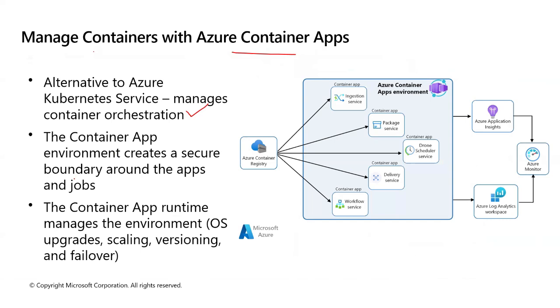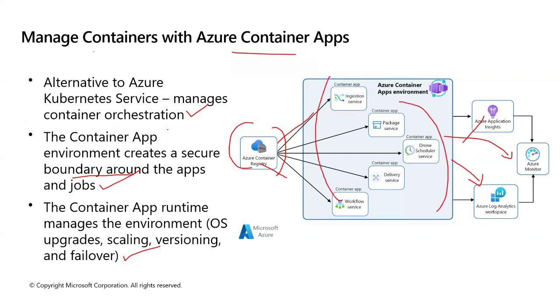The container apps environment creates a secure boundary around the apps and jobs, right? The container app runtime manages the environment, OS, upgrade, scaling, versioning, and failover. You can see all the images, we keep them in the container registry, and you can have them inside the container apps environment. You can use it as an equivalent to your Kubernetes, right? And you can pull the reports to your Log Analytics workspace, or you can monitor the insights with Azure Monitor. You can do that also. But this is completely an orchestration, same like your Kubernetes.